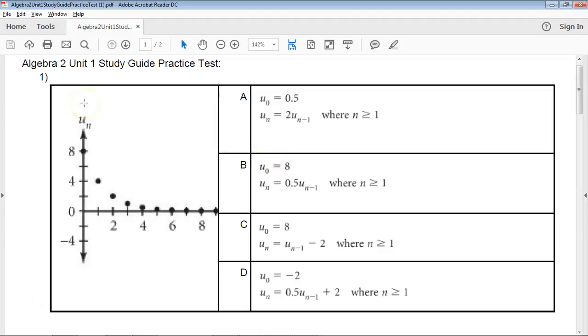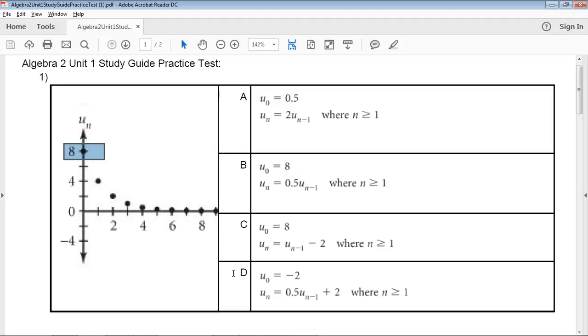Now the easiest way to eliminate some is that all of these start with U sub 0, which is where it's going to cross the x-axis. And obviously on the graph, I'm going to bring my mouse over here, that is 8. So we can cancel out A and D already. We know it's got to be B and C.